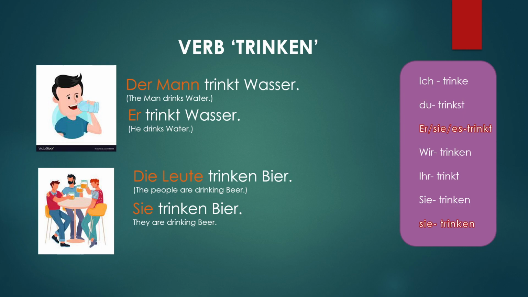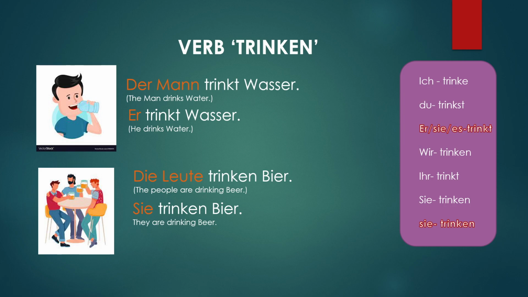Der Mann trinkt Wasser. Here, Mann means man, which is a noun in singular form, and der is a masculine article. The pronoun to be used in place of der Mann will be er. The conjugated form of the verb trinken for er is trinkt. Hence, the sentence will be er trinkt Wasser.